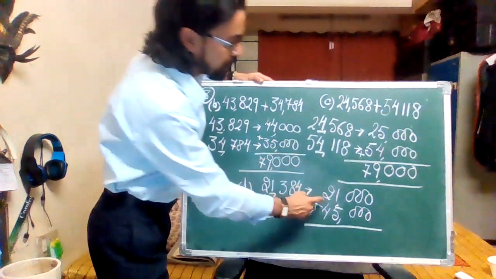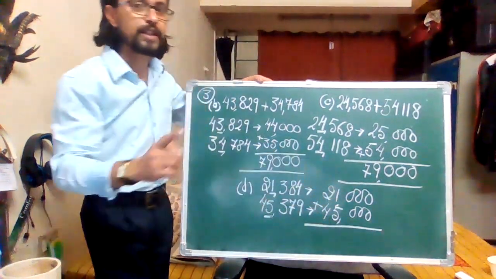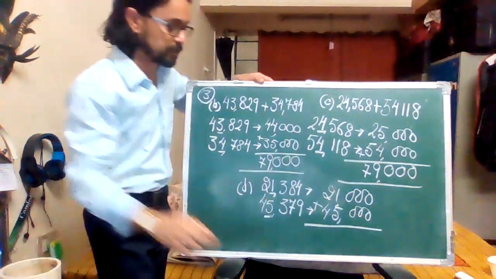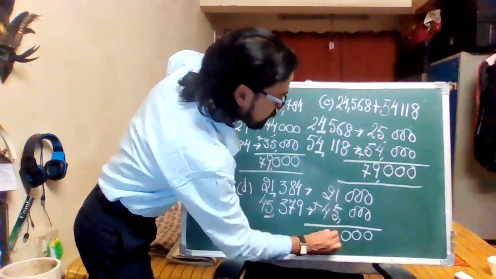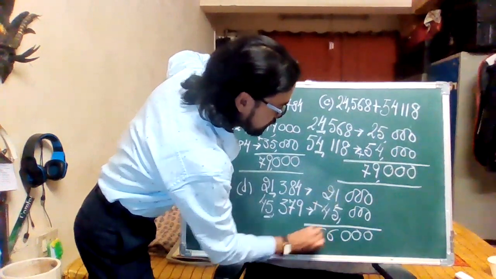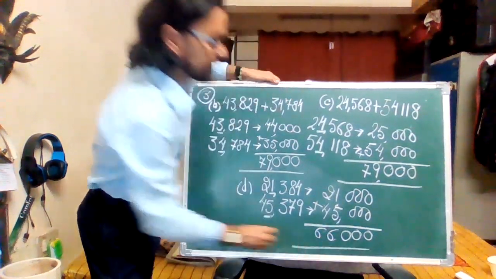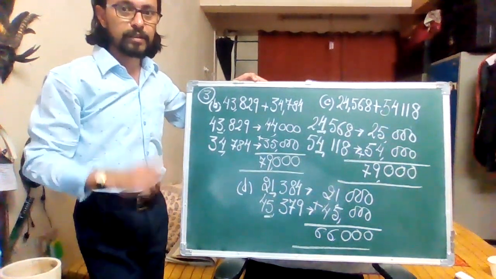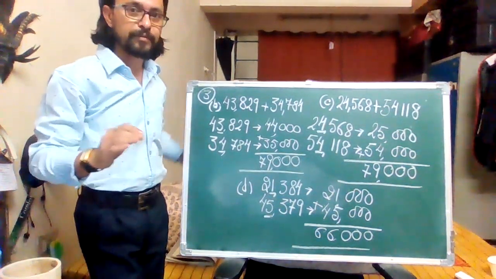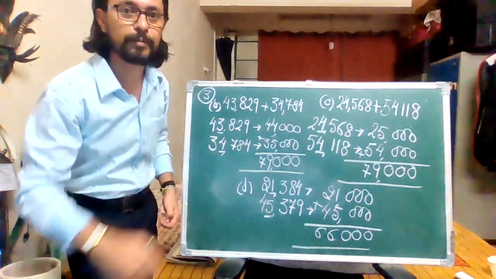Now see again here, 21,000, 45,000, because we are rounding off only in thousands. So 0, 0, 0, and 5 and 1, 6, 4 and 2, 6. My answer, 66,000. Part A is for homework. We are targeting till sum number 5. This is the third one. Next, we'll go to sum number 4.